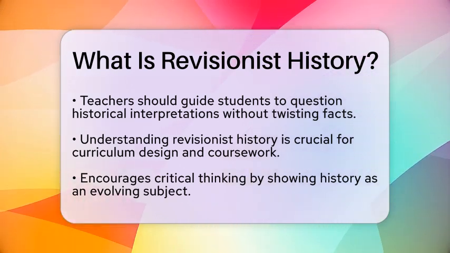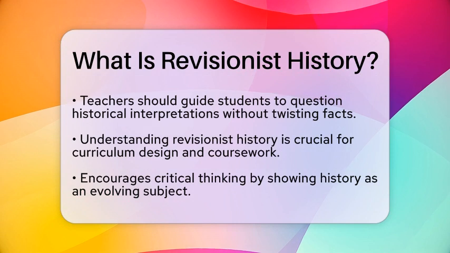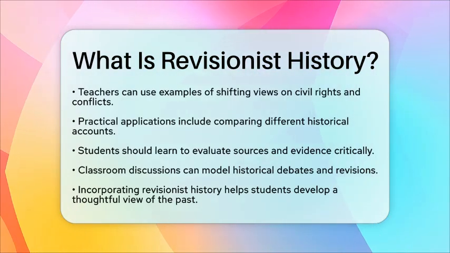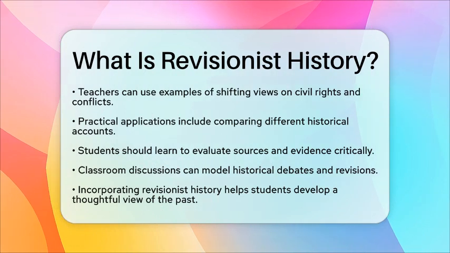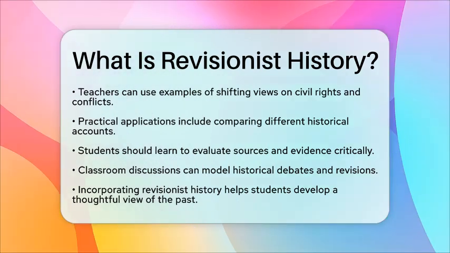Practical applications for teachers include encouraging students to compare different historical accounts and identify why interpretations might differ. Additionally, teaching students to evaluate sources and evidence is vital. They should learn to distinguish between well-supported arguments and those based on incomplete or biased information. Classroom discussions can model how historians debate and revise their understanding of the past. By incorporating revisionist history into lessons, teachers can help students develop a more accurate and thoughtful view of the past.